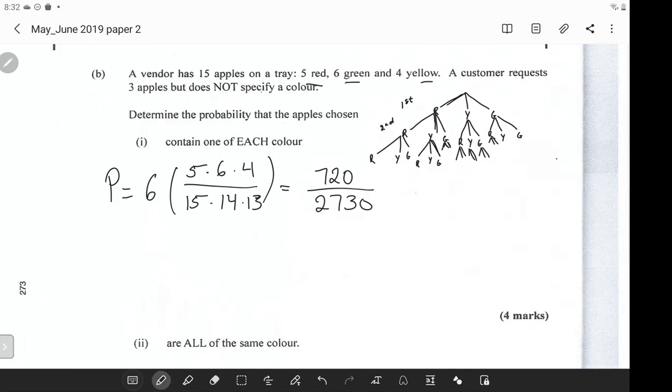And if you want that as a decimal, right, so 720 divided by 2730, that is about 0.264, if you wish. Right, so you have a 26.4% chance of getting one of each color.